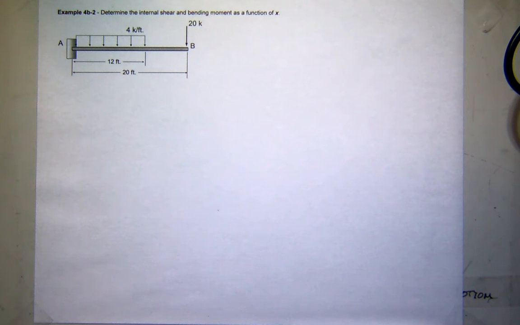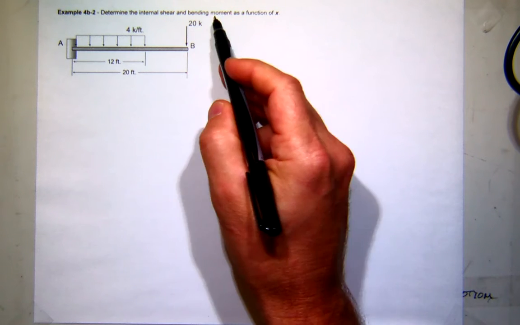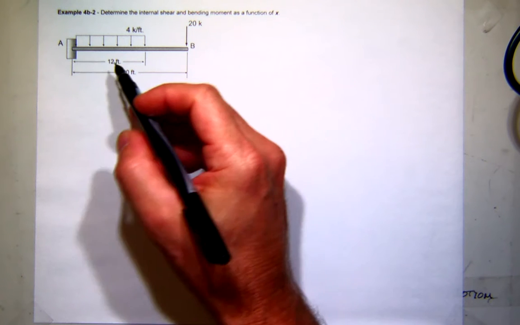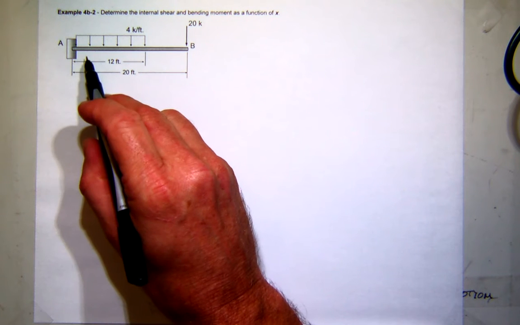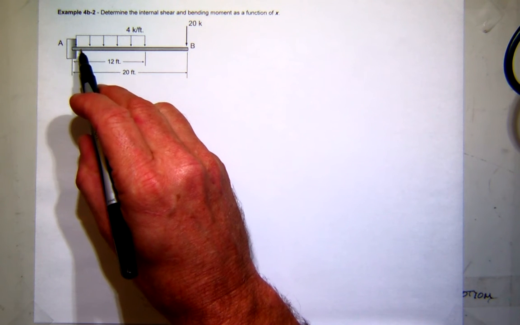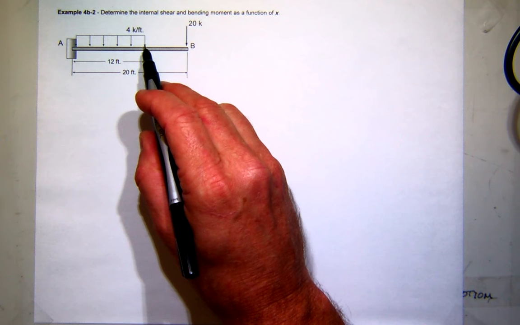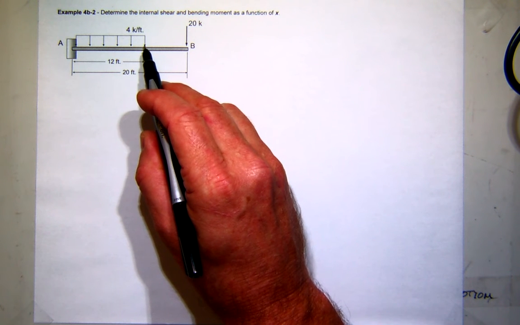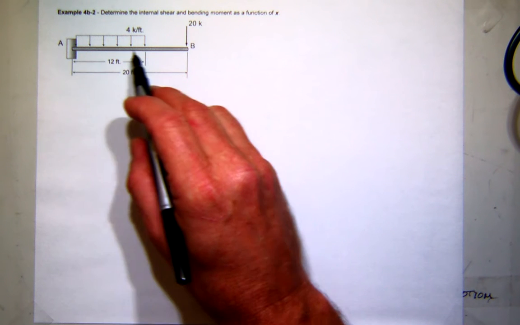Okay, so we're going to solve this problem. We're going to find the internal shear and bending moment as a function of x. Now, we've talked about this before, so this problem is going to be a little different than the past because we have, over the first 12 feet, a continuous loading function. So we should therefore be able to write a set of shear force and bending moment equations for that. That would be good from x equals 0 to x equals 12.